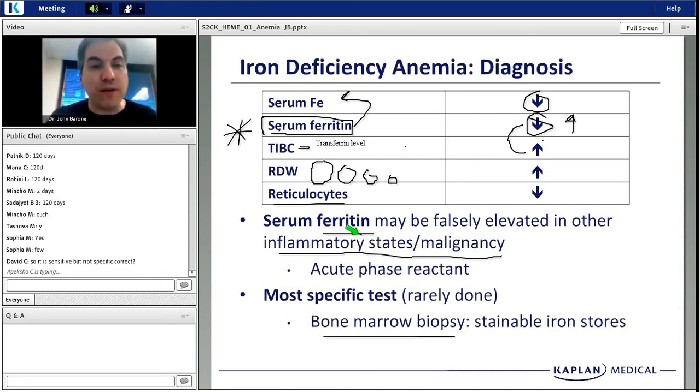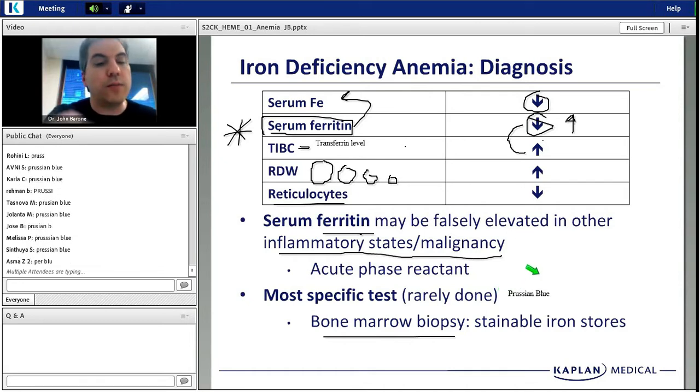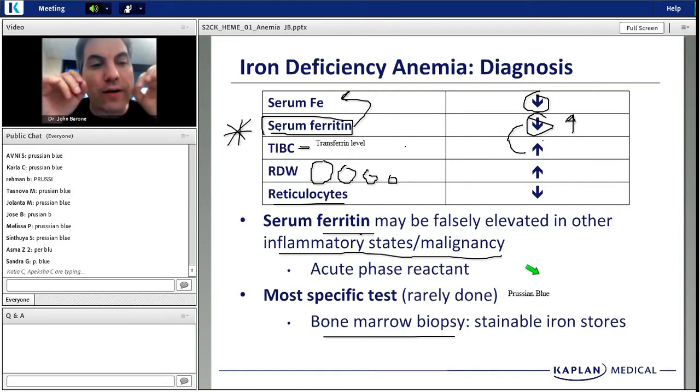Can anybody remember the stain that I need to do? Remember that stain? Yeah, the Prussian blue stain. This is going to be the most accurate diagnostic test. We don't usually do it. It's pretty rare to need to do it, but it's the most accurate.